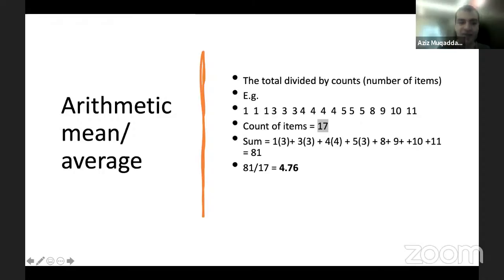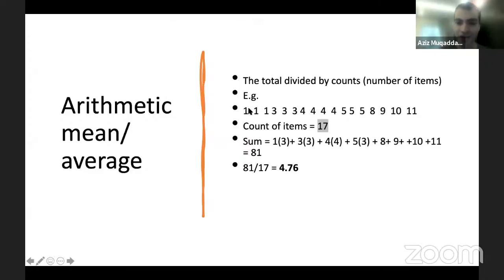And then we have the arithmetic mean, or average, which I'm sure all of you know what an average is. You know how to calculate an average, hopefully. The average is the total value divided by the count, or the number of units or items within your sample.